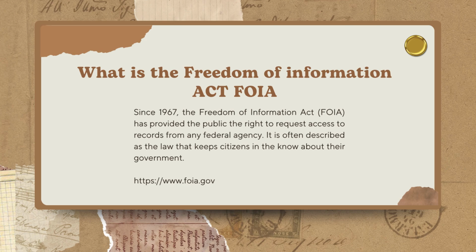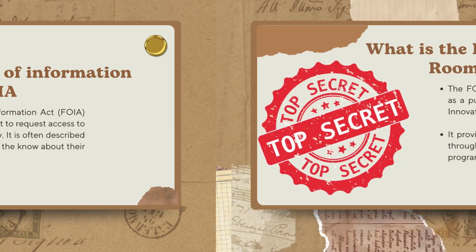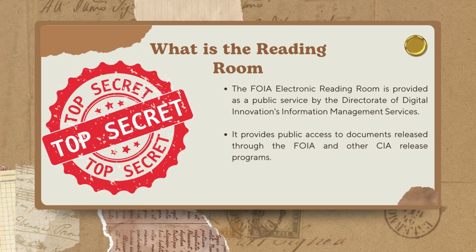So now we talk about what is the electronic reading room. The electronic reading room is where you can view the documents that were released through the Freedom of Information Act and other CIA release programs. You can submit a written request to the CIA and they will review it. This program has been conducted for 25 years, and it is an archival program where they archive artifacts and documents on historically significant topics compiled by the CIA itself.